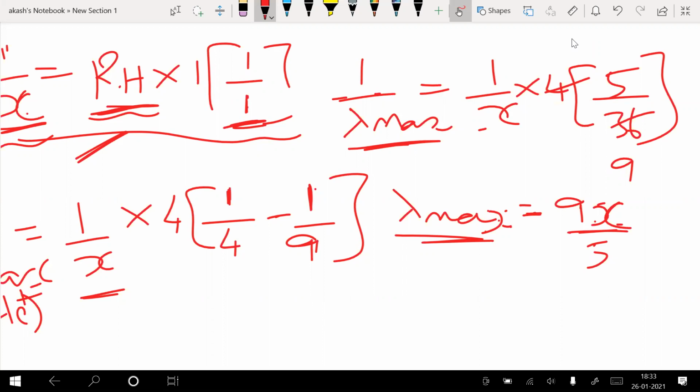If the radius of the first Bohr orbit is x, then they're asking you what is the de Broglie wavelength of electron in the third orbit. Right? It's a good question. Think about it. I'll anyways help you. I'll give you some clue after 1 minute if you're not able to get anything.